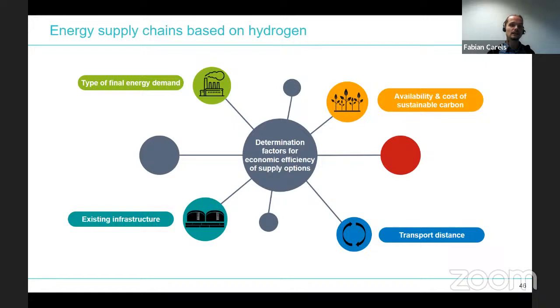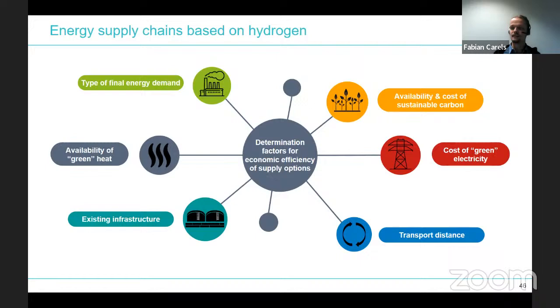And there it could be a benefit if in the exporting country there is green carbon source available, for example, from biomass, and that we don't have to extract it from the atmosphere. Lastly, we also have the cost of green electricity in the export and import port country, and we have the availability of green heat. This is especially important when we talk about the supply of pure hydrogen via chemical options, where we typically need a lot of heat for reconditioning, to recover the hydrogen from the chemical molecule we use for the transportation.